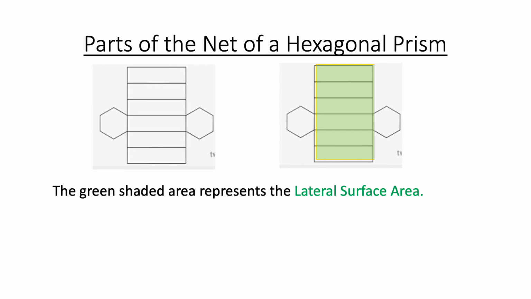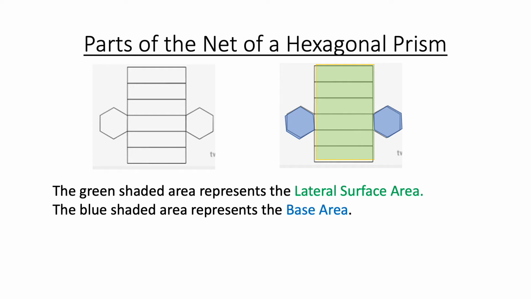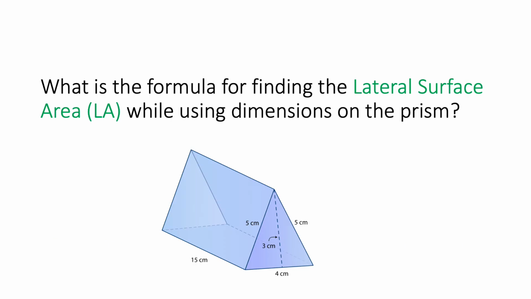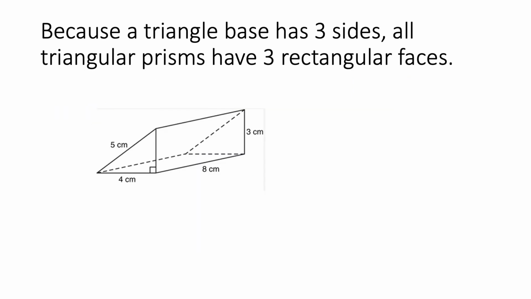Hexagonal prisms, again, the green shaded area is the lateral surface area, where the blue shaded area represents the base area, and the total would be the sum of the area of the bases plus the rectangular faces, or the lateral surface area. So what is the formula for finding the lateral surface area while using dimensions on the prism?